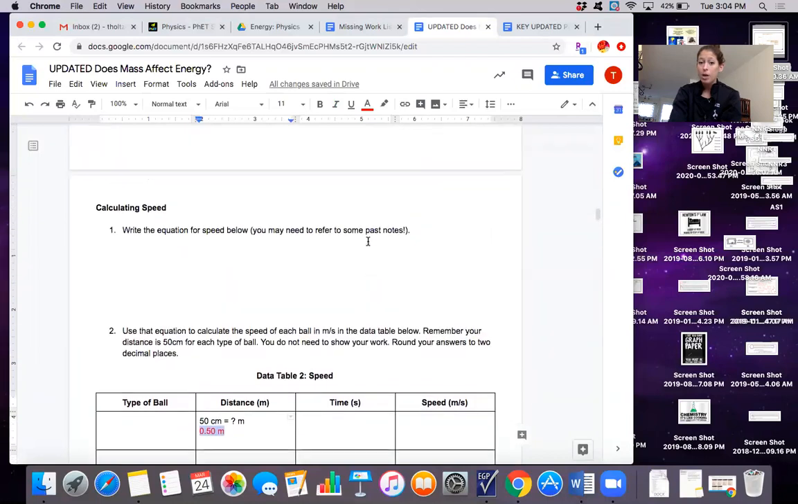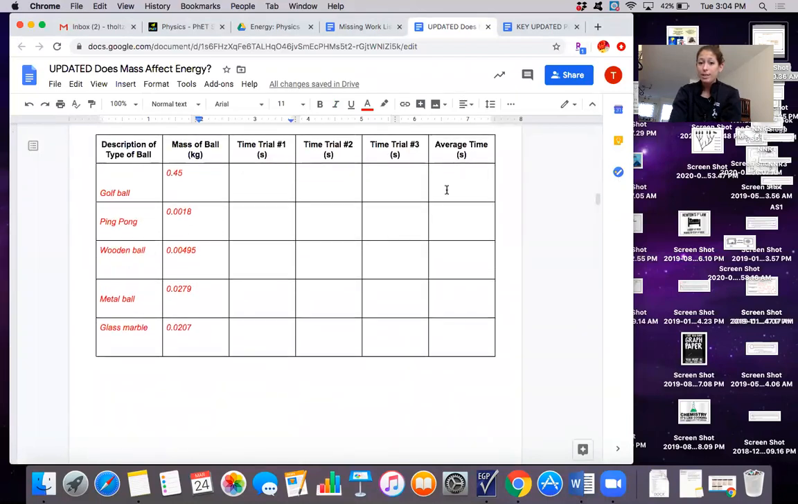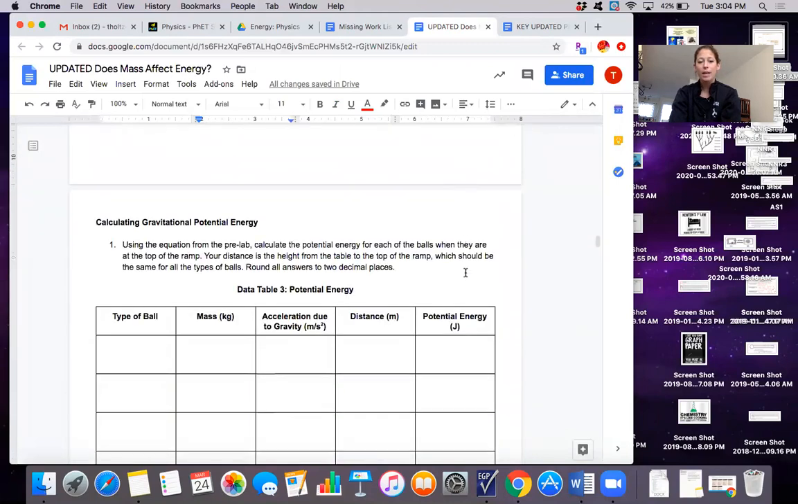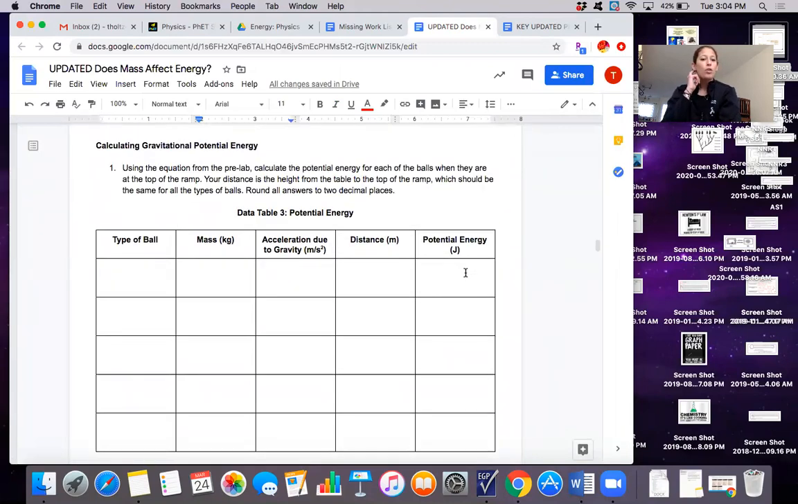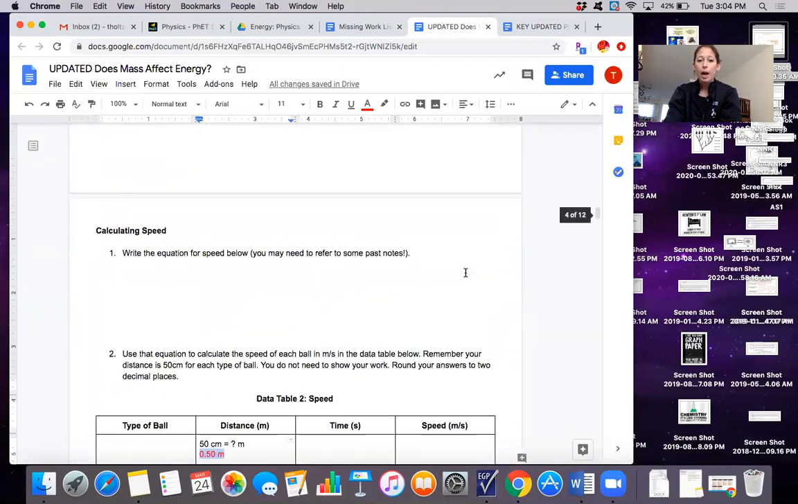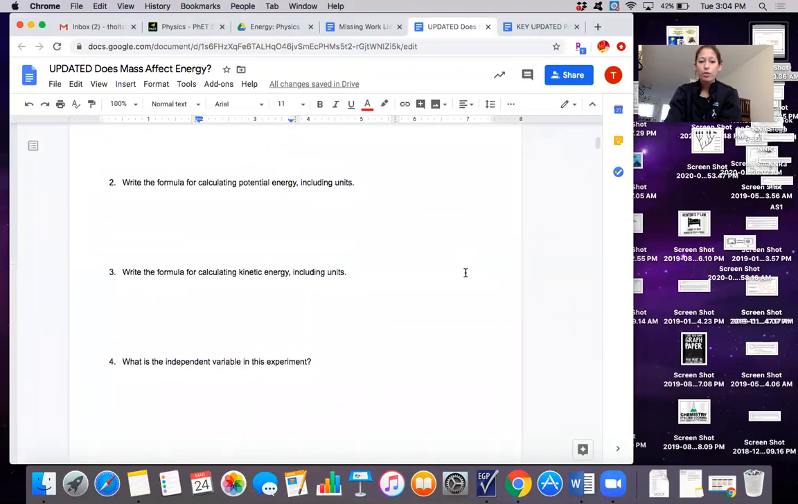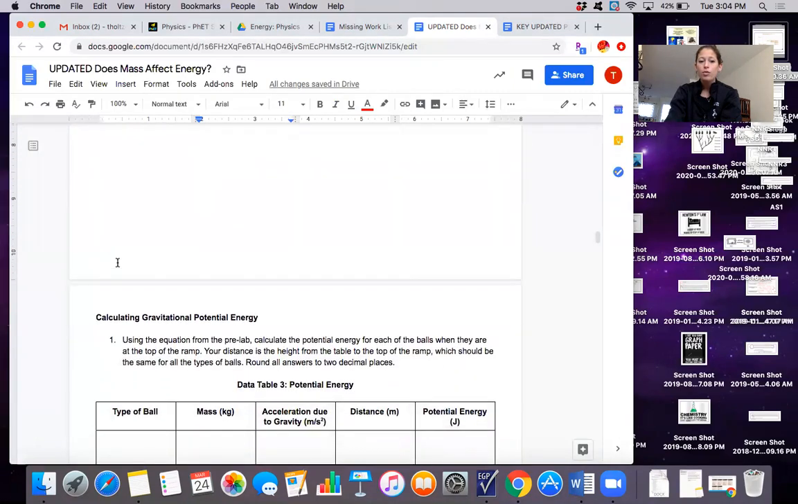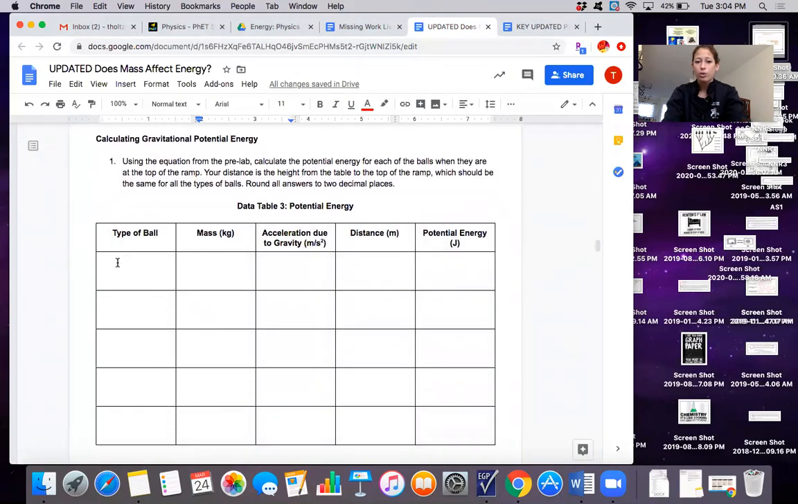Your time, you're just gonna copy and paste these average times right here into time and use them to calculate for speed. Next, let's take a look. You want to use the equation from your pre-lab. In particular, we're looking for the equation for potential energy, which is pre-lab question 2. Use that formula to calculate potential energy when they're at the top of the ramp.